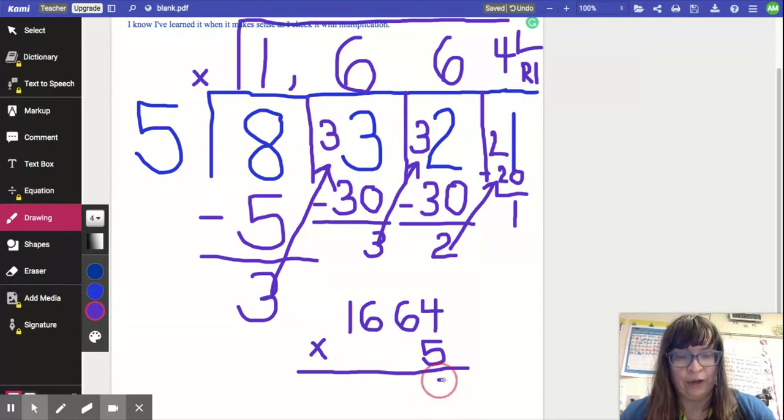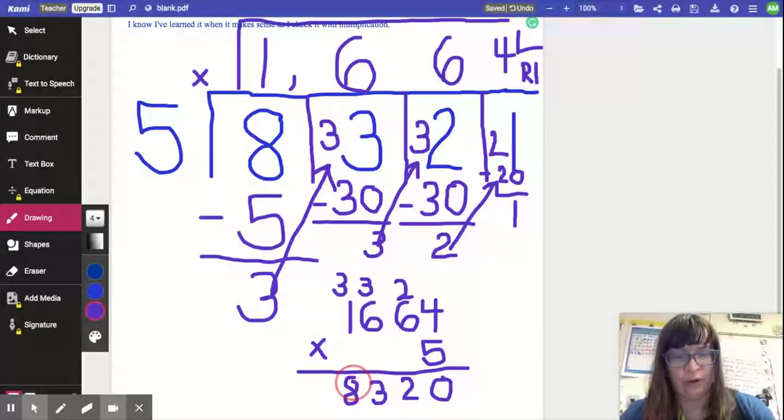5 times 4 equals 20. I am going to regroup my 2 tens. 5 times 6 is 30. Add my 2 for 32. Regroup that 3. 5 times 6 equals 30. Add 3. I get 33. I'm going to regroup that 3 again. And 5 times 1 is 5. Add my 3, and I'm going to get 8,320.